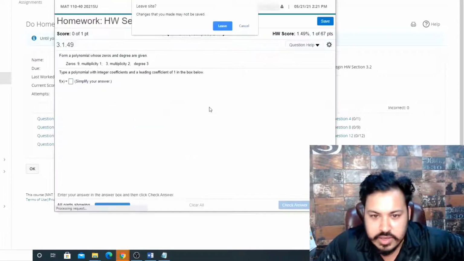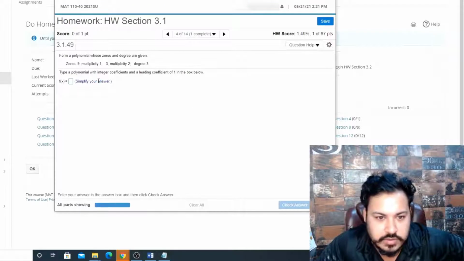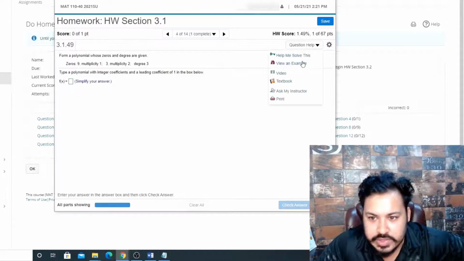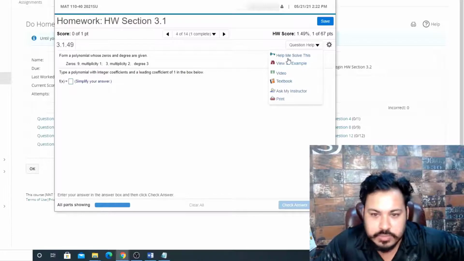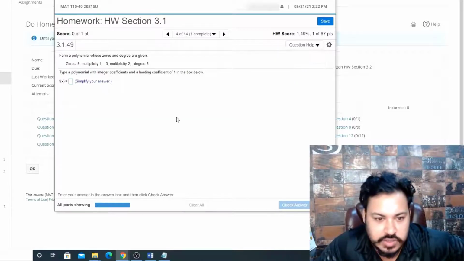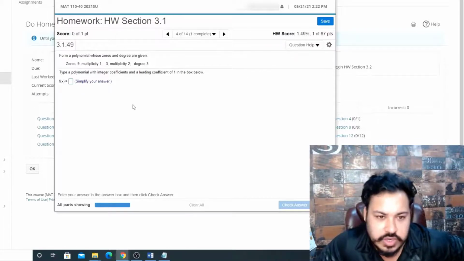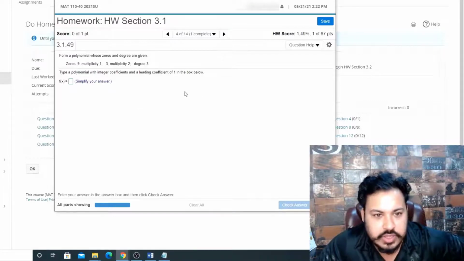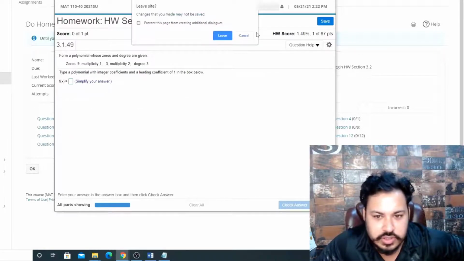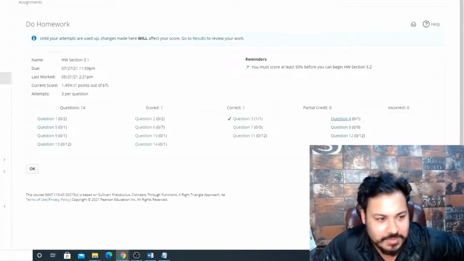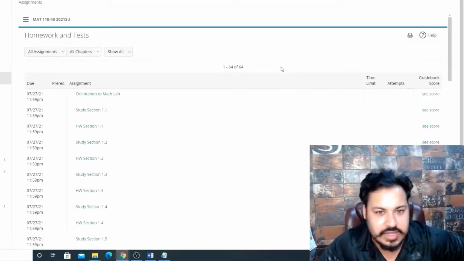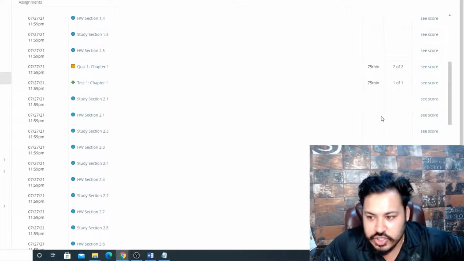The good part that I like about MyMathLab is that it gives you ample time to view an example. If you want, you can see the textbook, or you can use this feature, Help Me Solve This. The motive of MyMathLab is to make sure that you understand the theory and you don't get the answer directly, but you have to work for it. So that's good, but my only concern here is it takes a lot of time. You can't even search online for these answers because the numbers keep changing.